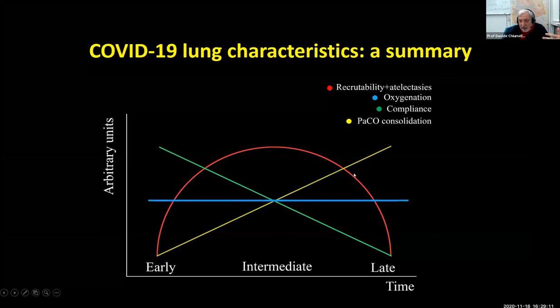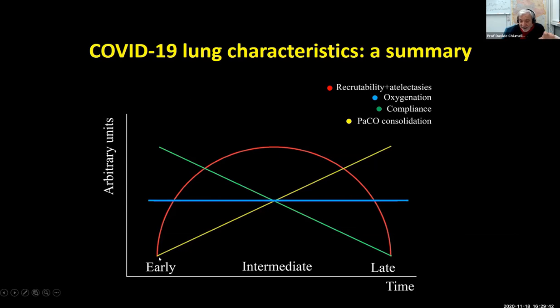Then with time, the atelectasis seems to disappear, and we go into the late stages, in which proning, recruitment, PEEP, nothing works. So this is a sort of arc-en-ciel. Then we have PaCO2 and consolidation. They go continuously up during the course of the disease. Compliance in unresolved pneumonia, because this interesting pneumonia may interrupt at any phase. But in the patient who is not solved, this is the course. And compliance was progressively down.